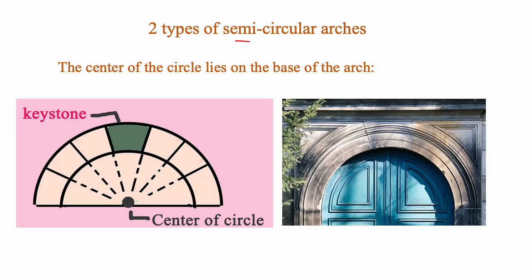There are two types of semicircular arches. In this first type we'll talk about, the center of the circle is at the base of the arch, and all the lines from the stones go to that center. To make it look realistic, include a keystone which straddles the vertical center line.